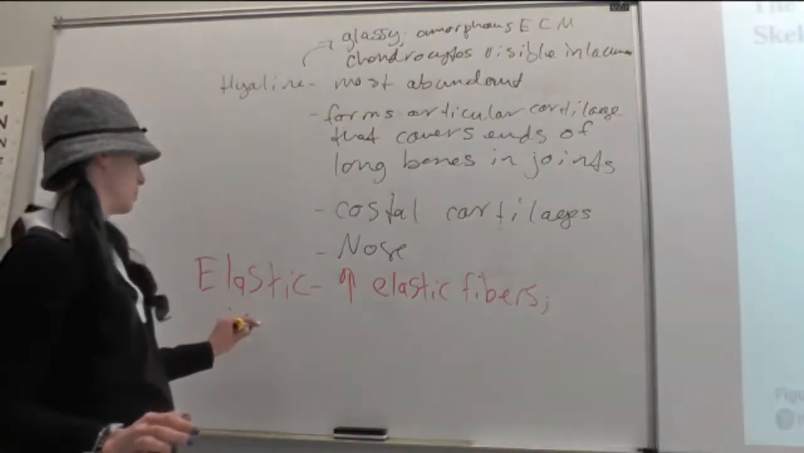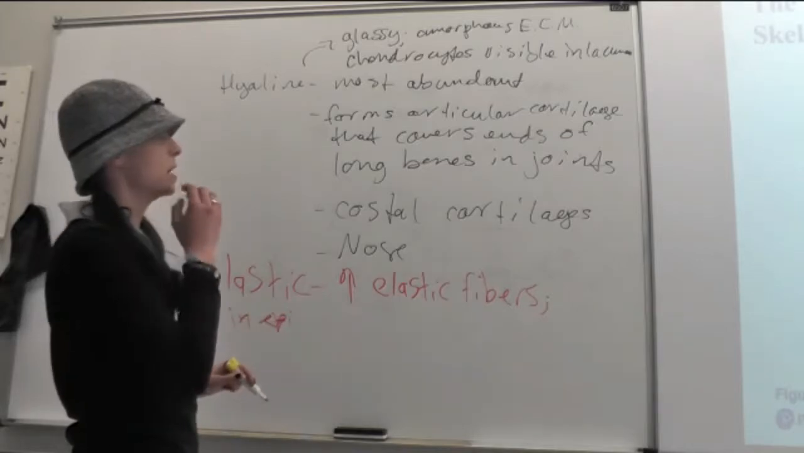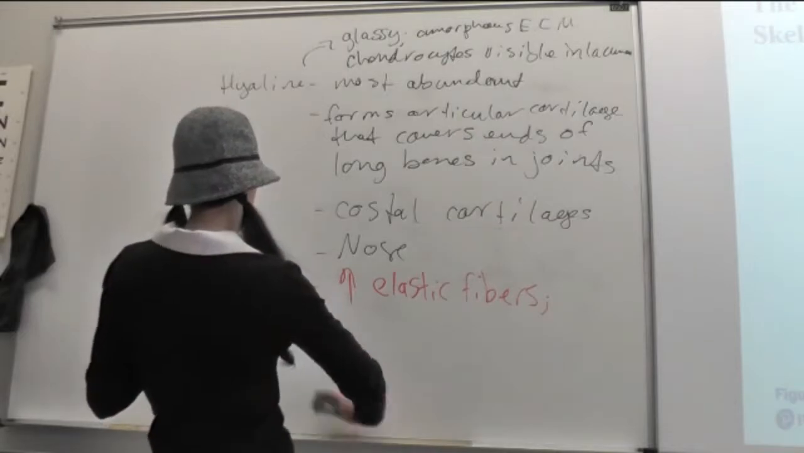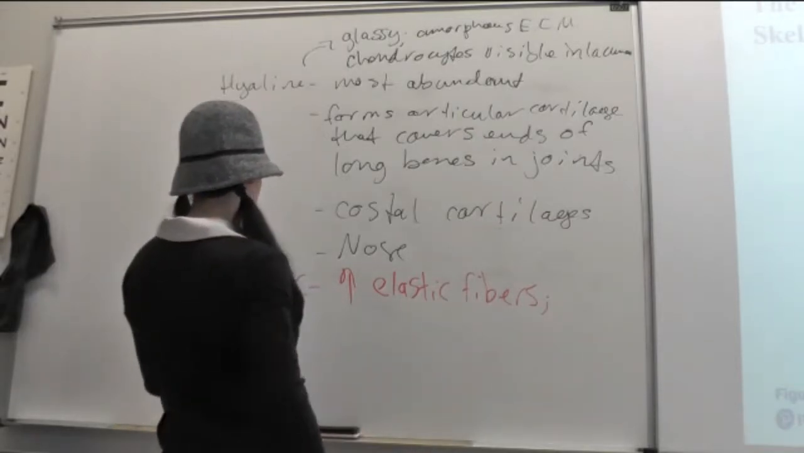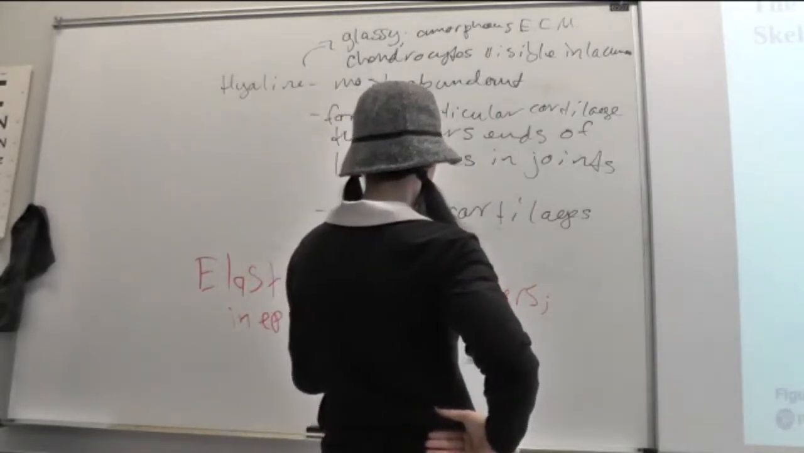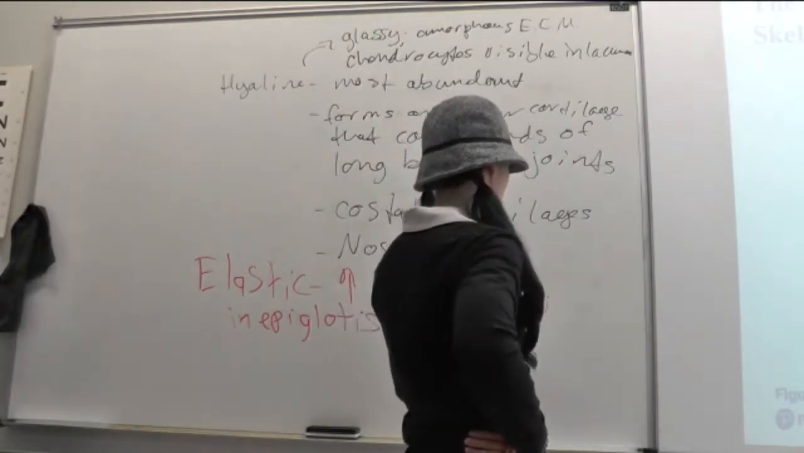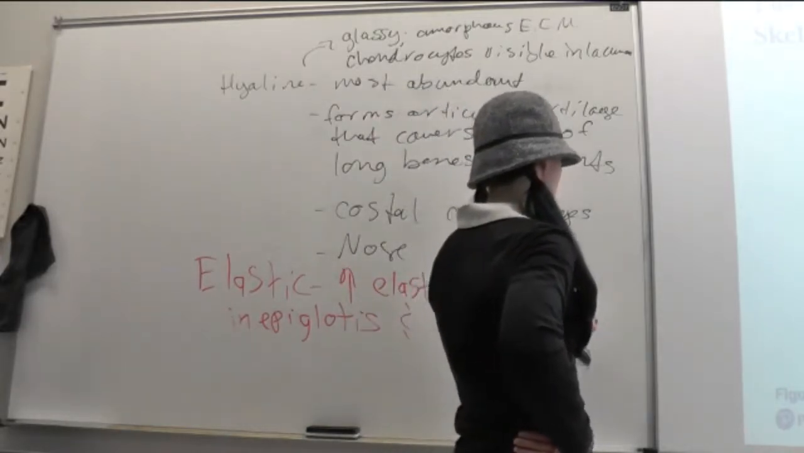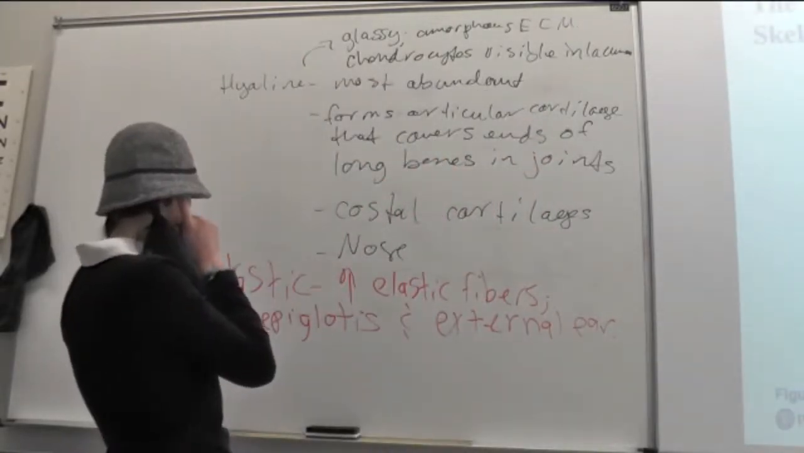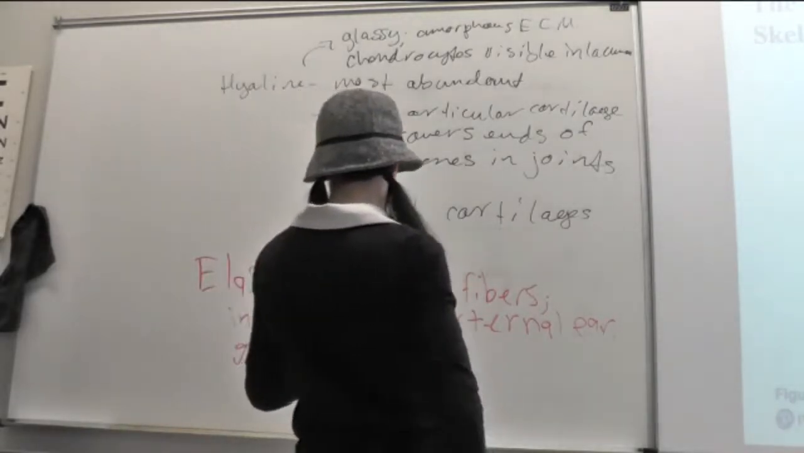I'm sorry, but it said chondrocytes visible in, what is that? It's lacunae, L-A-C-U-N-A-E. So elastic cartilage we find in the epiglottis and the external ear. And in both of those places it's able to maintain shape but be flexible. So we'll say it gives flexibility but maintains shape.